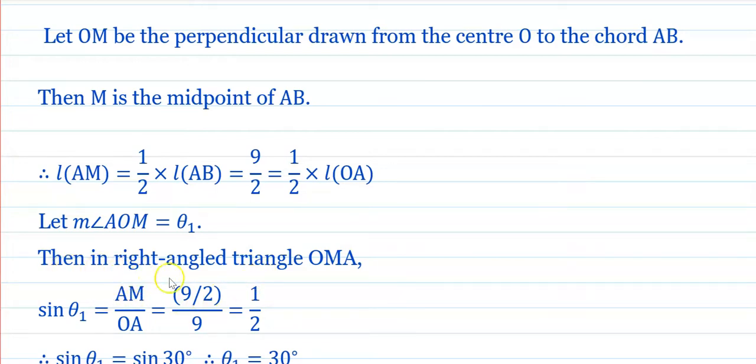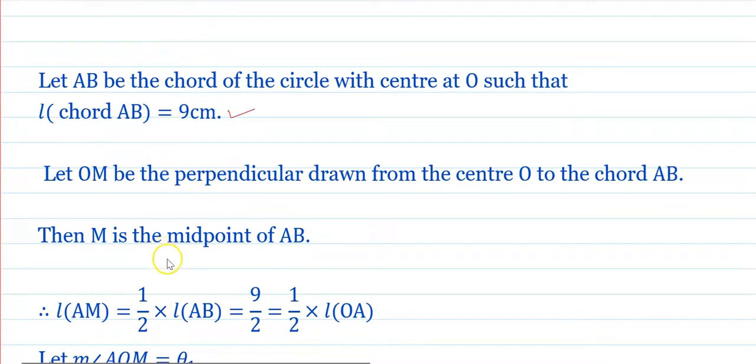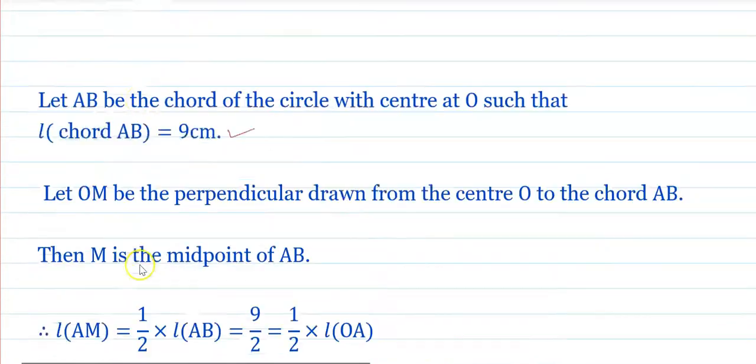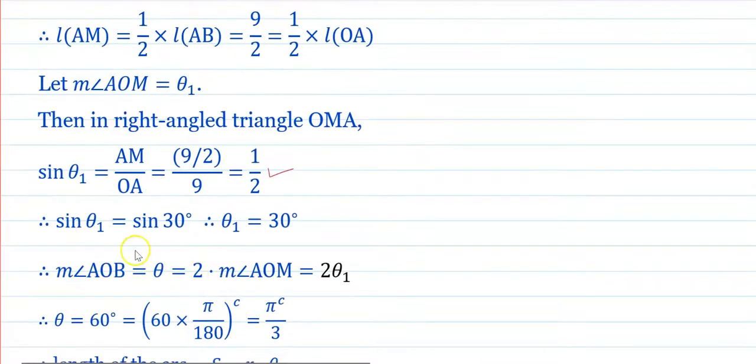The right angle triangle OMA. This is the right angle triangle OMA. What's happening? That is AM upon OA. AM is 9 by 2, OA is 9. And then you will get 1 upon 2. And hence sine of theta is equal to sine 30 degree, and hence theta is equal to 30 degree.